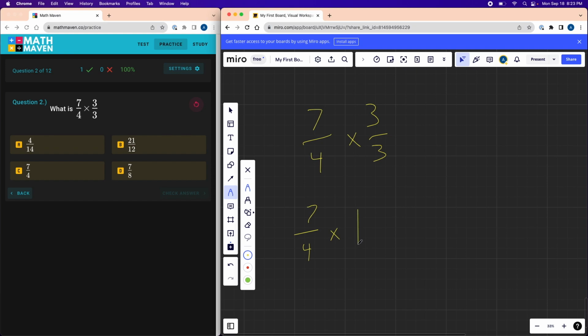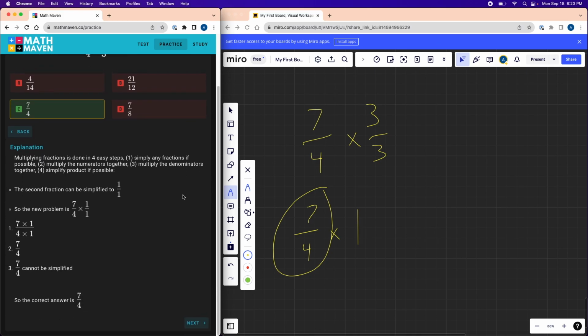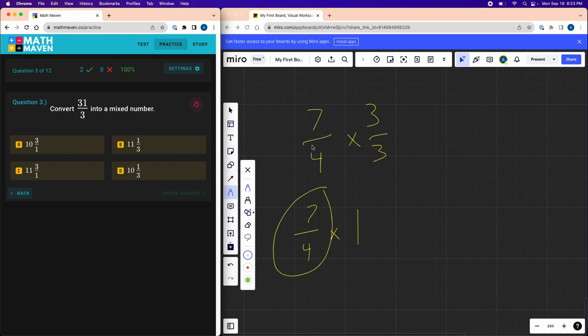We should know that any number times 1 is really just that number, so our final answer is just 7/4. If we check our answer list, yep, option C is 7/4, so we will check that, and that appears to be the right answer. Alright, let's move on to the next one.